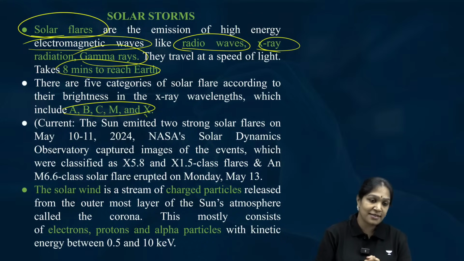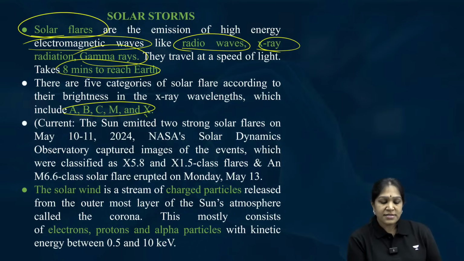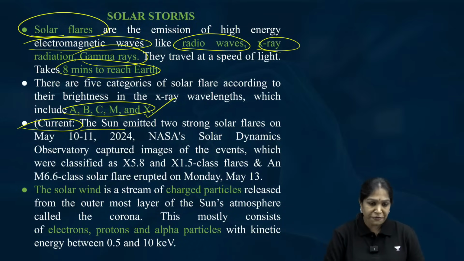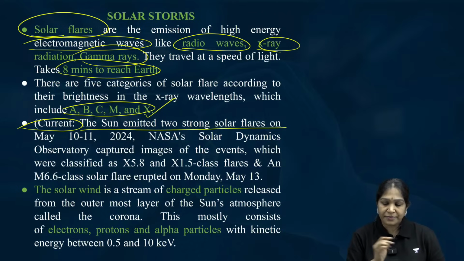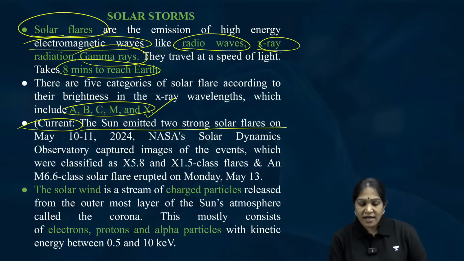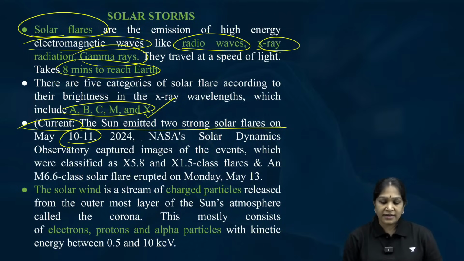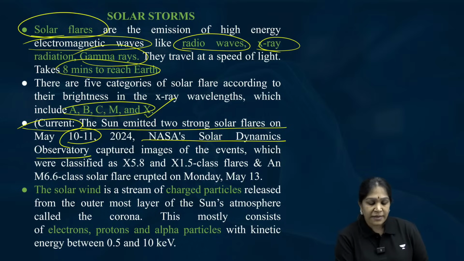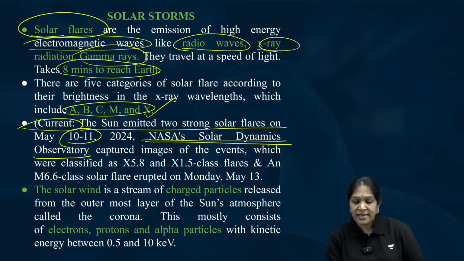Why are we discussing this? This is the news here. The sun emitted 2 strong solar flares on May 11th. NASA's Solar Dynamics Observatory captured the images of this event.